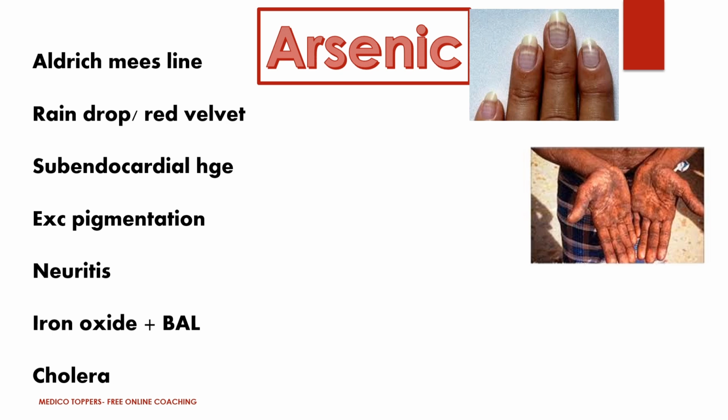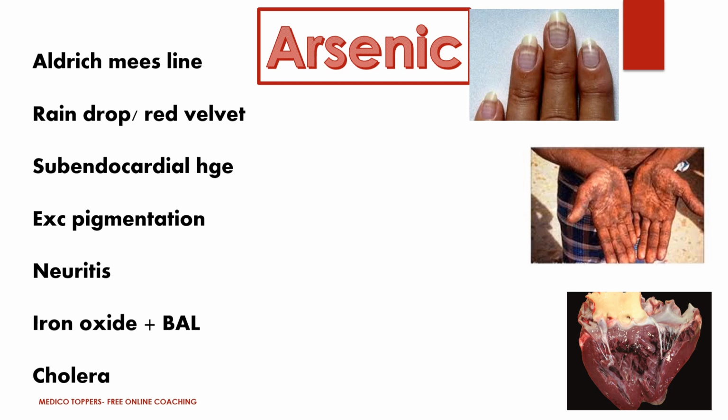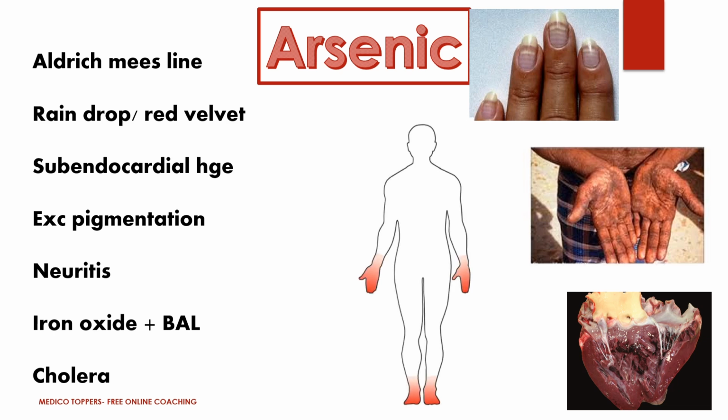S for subendocardial hemorrhage in case of arsenic poisoning. E for excessive pigmentation, which is similar to raindrop pigmentation. Next thing, N for neuritis. Arsenic poison causes neuritis, which actually resembles glove and stocking paresthesia. As you can see in this picture, paresthesia occurs in these areas, which is very painful also.